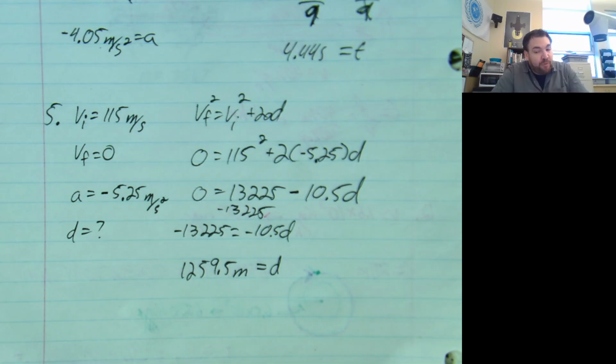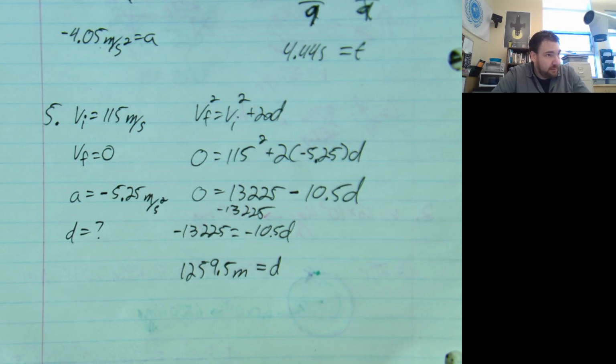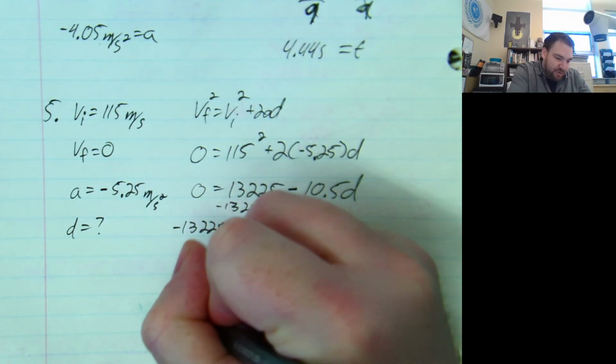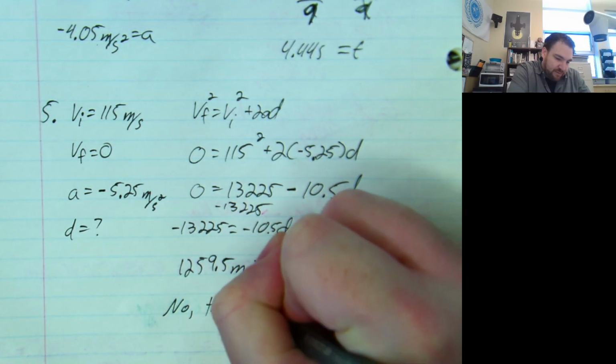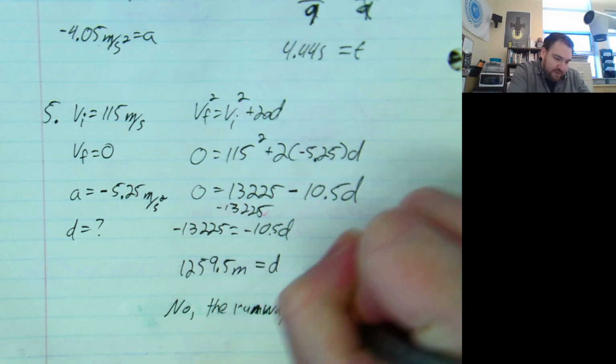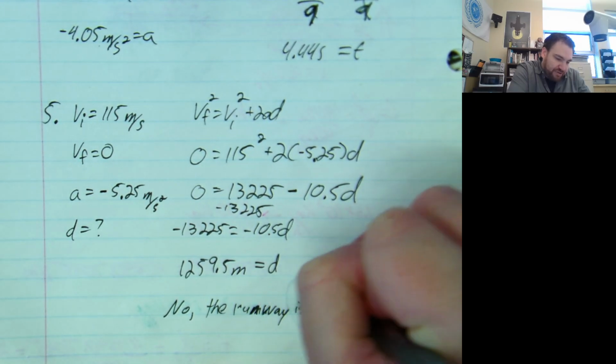The runway is only 0.950 kilometers, so that's 950 meters. Is the plane going to make it? Nope. They're either ending up in the jungle or in the ocean if they try to land on that little island. The answer is no. The runway is too short.